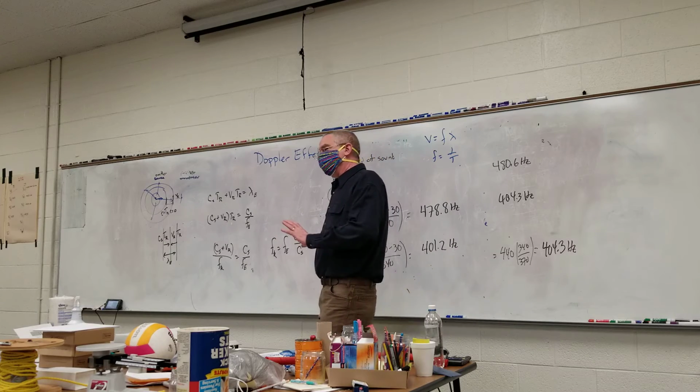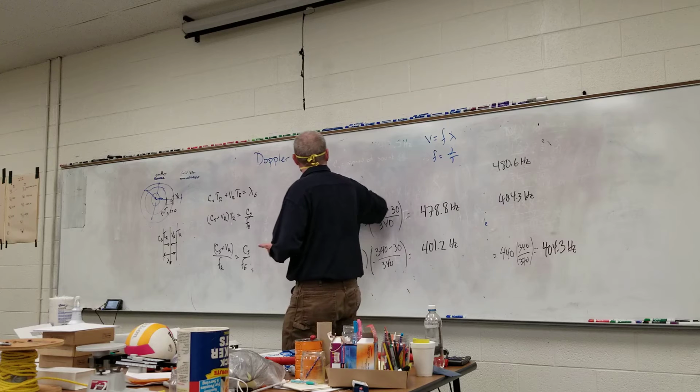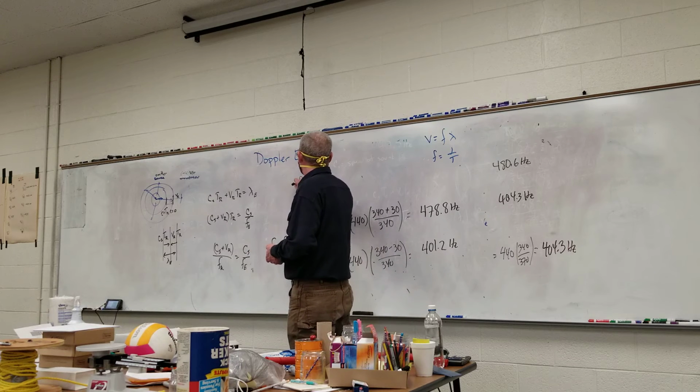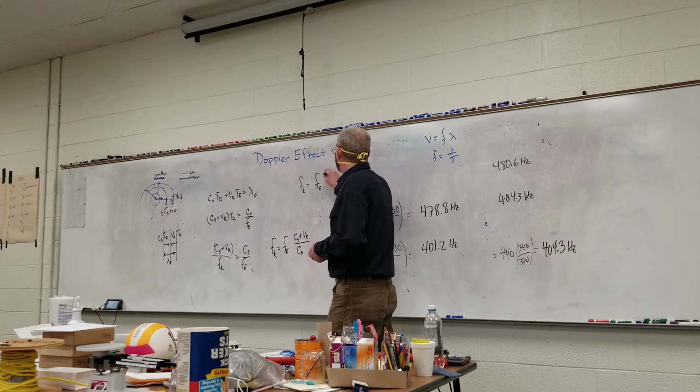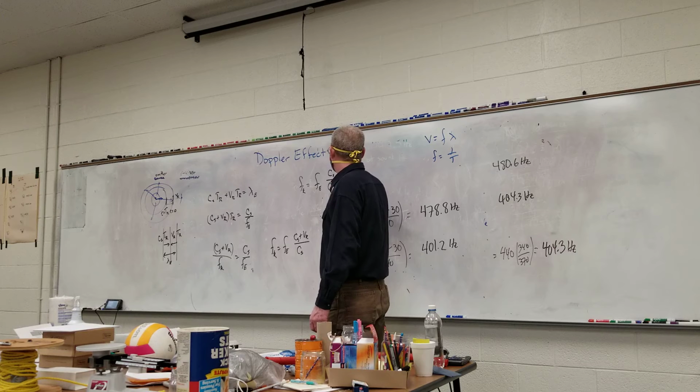I'm not going to go through the derivation, I'm going to sort of hand wave it, but we'll combine the two formulas. So the frequency that will be received is equal to the frequency that's emitted, and then you'll have the speed of sound plus or minus the speed of the receiver over the speed of sound minus or plus the speed of the emitter.